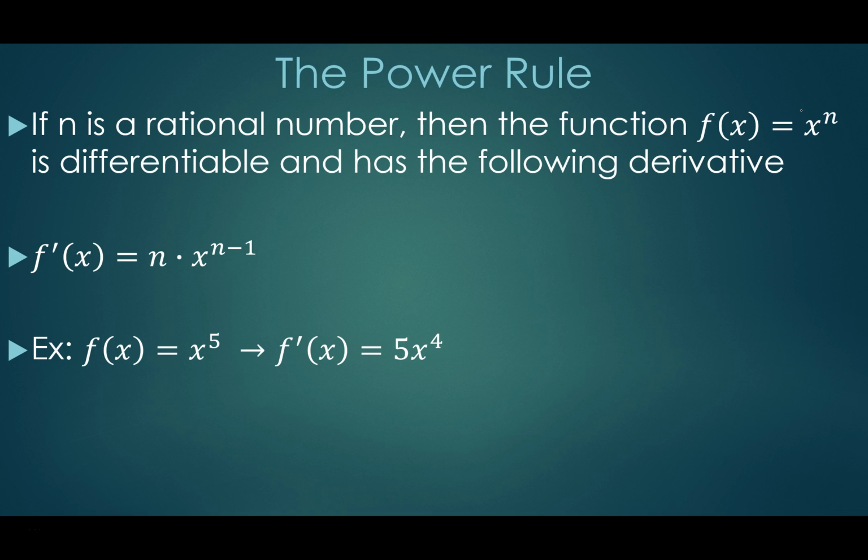The exponent now goes in front of the function, times x now raised to a lower power. So for example, if f of x was x to the 5th power, the exponent now goes in front, and we decrease the new exponent by 1. That's why it's 5x to the 4th. Had this been x to the 7th, we would bring the 7 in front and decrease the exponent by 1. So it would be 7x to the 6th.